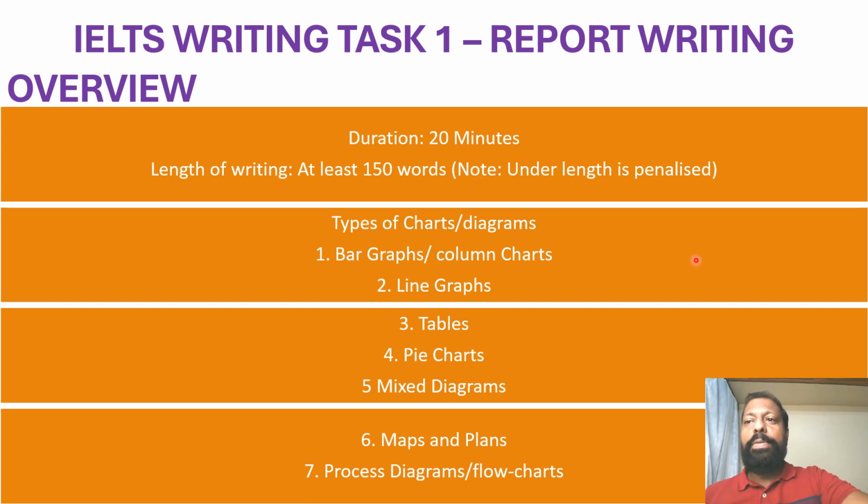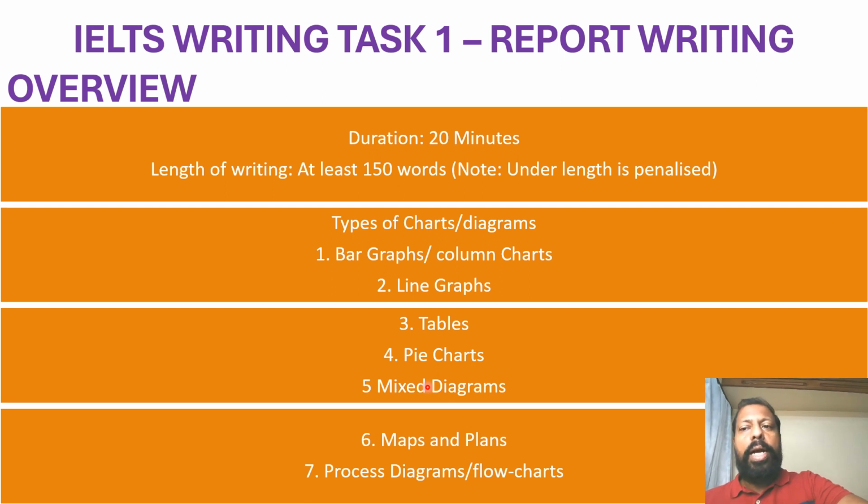And what are the different types of charts or diagrams? There are 7 different types of diagrams, and one of which you would be facing on the day of examination. It begins with bar graphs, also known as column charts, line graphs, tables, pie charts. A combination of these 4, bar graphs, line graphs, tables and pie charts, that is known as mixed diagrams. And sixthly, maps and plans, and ends with process diagrams or flow charts.